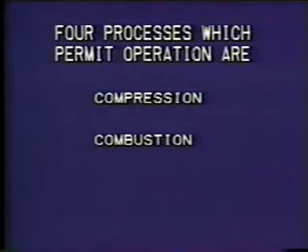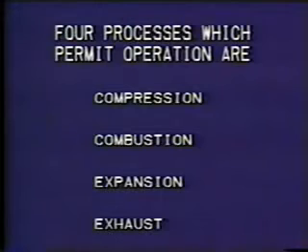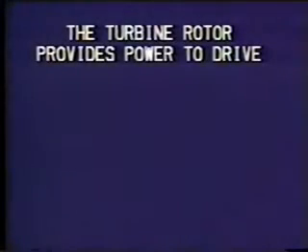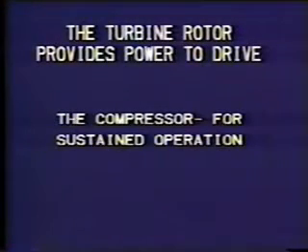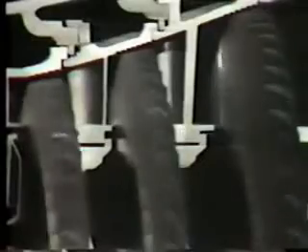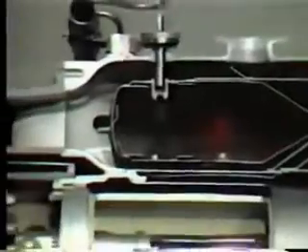Now that you've seen the basics of how a turbine engine works, review what you've learned. The 4 processes which permit the engine to operate are compression, combustion, expansion, exhaust. Energy is converted to useful power at the turbine rotor. The turbine rotor provides power to drive the compressor for sustained operation, the generator for electrical production.